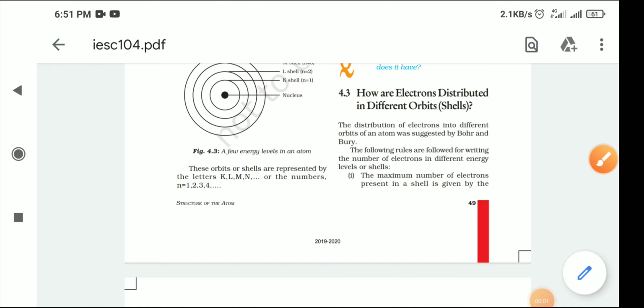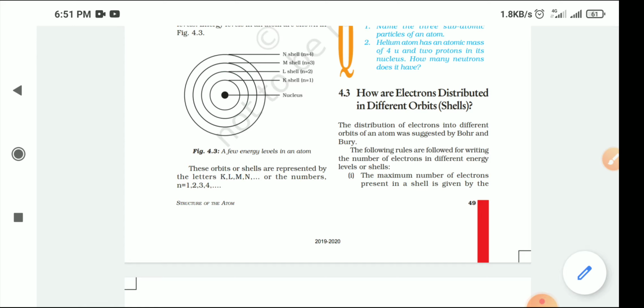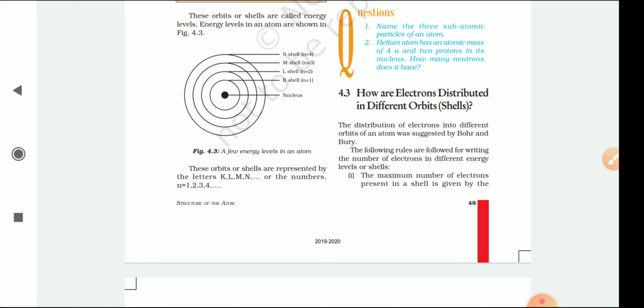Good morning, class. After reading Rutherford's model and Bohr's model, we come to the conclusion of how the electrons are distributed in the atom. So in today's class, we are going to study how the electrons are distributed in the different orbits or different shells.